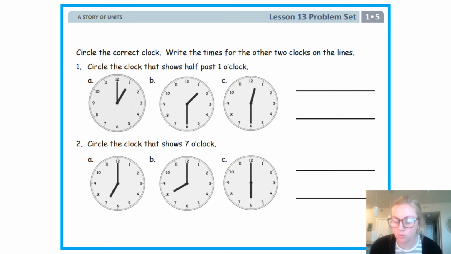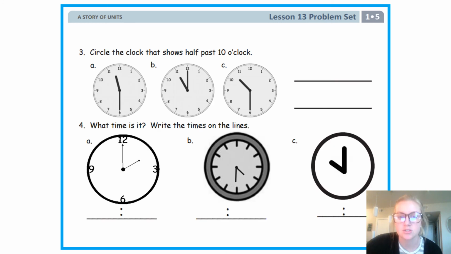So just like that, we're already ready for the problem set. Number 1 and 2. Circle the correct clock and write the times for the other 2 clocks that are not correct on the lines. So that means you're going to circle for number 1, the clock that shows 1:30 o'clock. There's only one that shows 1:30 o'clock. And then the other 2 clocks, you write the times on the lines. Same thing for number 2.